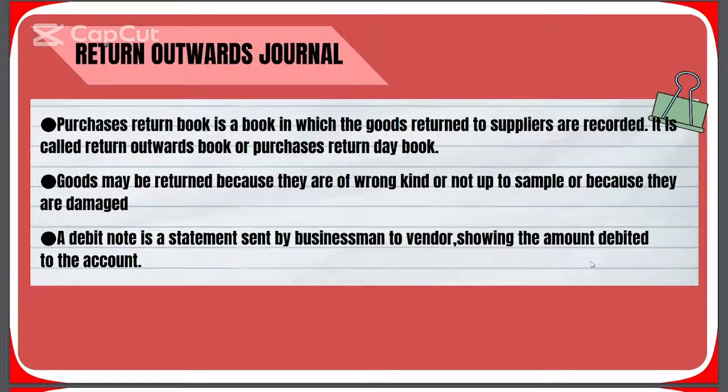Okay, now I will present the return outward journal. The return outward journal is a book in which goods returned to suppliers are recorded. It is also called the return outward book or purchases returns day book. Second, goods may be returned because they are of poor quality, not up to sample, or because they are damaged. Last, a debit note is a statement sent by the businessman to the vendor showing the amount debited to the account.